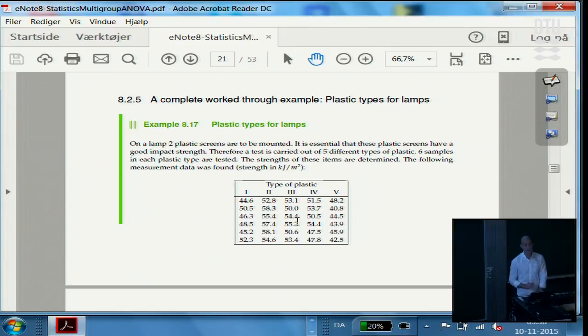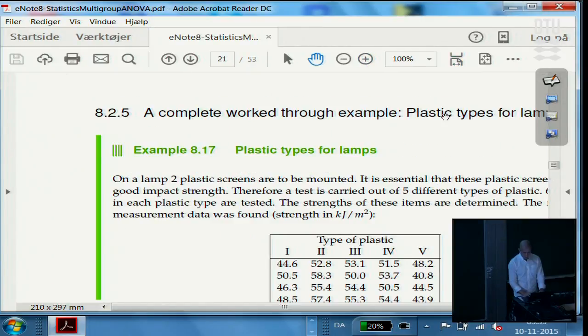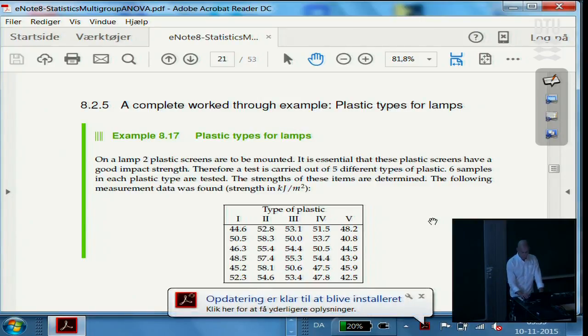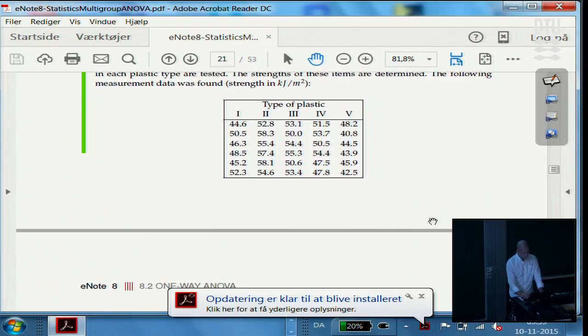Just what I wanted to spend 5 minutes at least pointing you towards. Classical example, now it's not TV sets, but it's different types of plastic in lamps production. So there are 5 groups of data. 6 samples of each type are tested in this example. Strength is measured. So it's more physical measurement, not human perceptual measurement. Companies do all sorts of measurements in their developments.